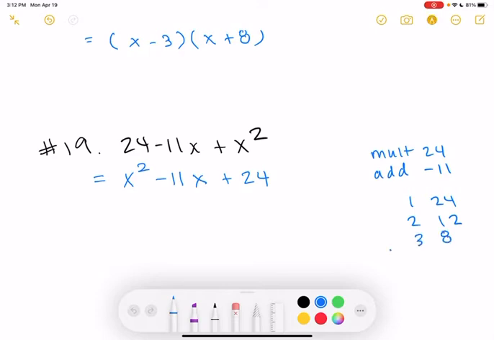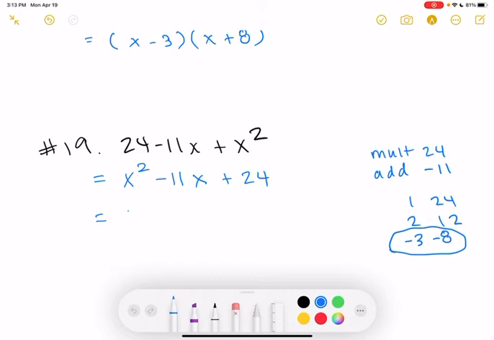Oh, I think we got 3 and 8 again. Isn't that what we had last time? Except for this time, I think we're going to have an extra negative, right? Because we want a positive 24 when we multiply, but then when we combine them, we want a negative. So if we make both of those negative, multiply that, you get the positive 24. Combine them, you get that negative 11.